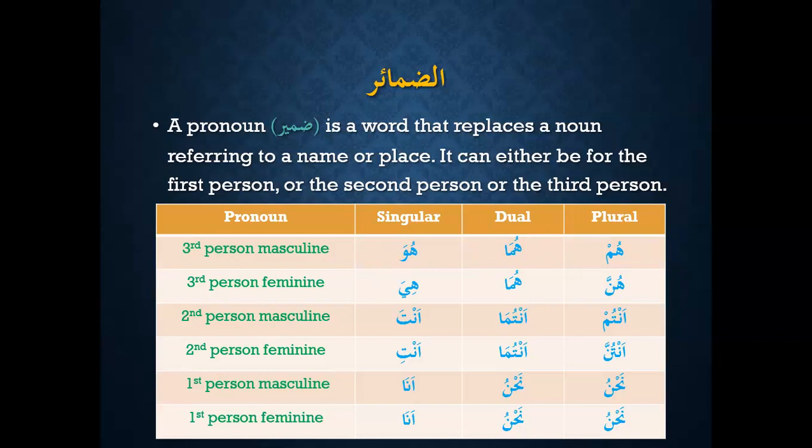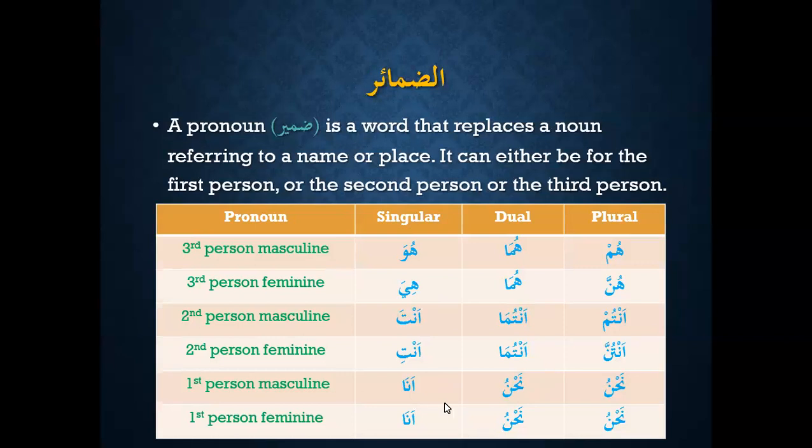I hope you still keep it in your memory: huwa, huma, hum, hiya, huma, hunna, anta, antuma, antum, anti, antuma, antunna, ana, nahnu. Ideally it should have been 6 times 3, which is 18, but we do not have these two. Ana and nahnu are for both. Nahnu is for dual and plural both, and for masculine and feminine. Ana is for masculine and feminine, the same way. So out of these 18, some are duplicated.